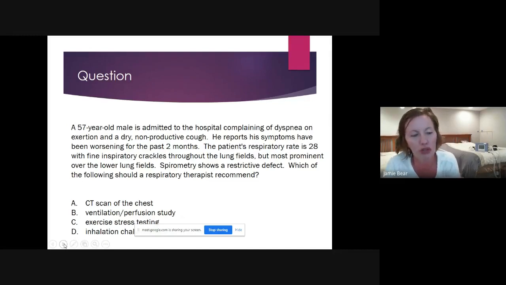So what do you think's going on with this gentleman? He's younger. I mean, he's in the younger range. He's complaining of dyspnea on exertion and dry, non-productive cough. Fine inspiratory crackles. Restrictive defect. So what would you guys recommend and why? I want to say CT. And I want to say you're correct. Why did you think that, Zenon?